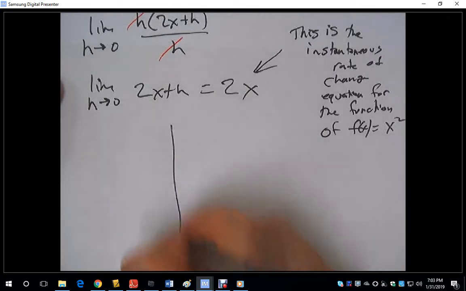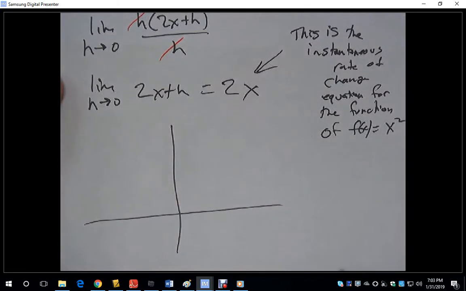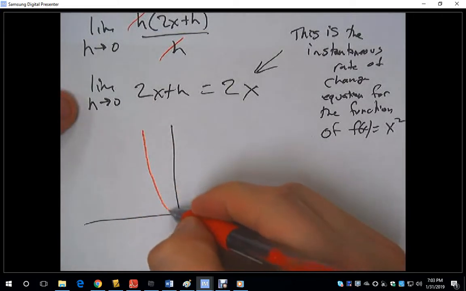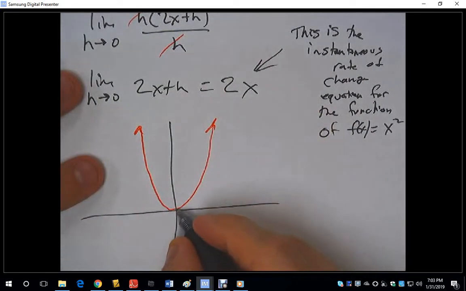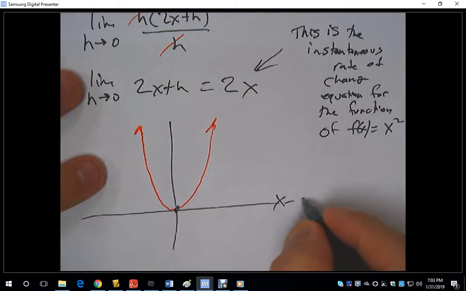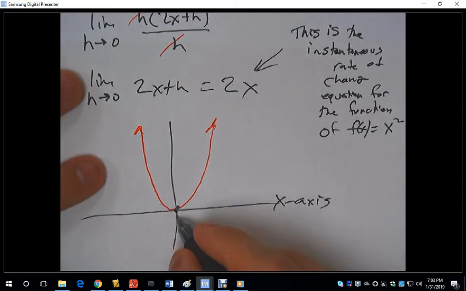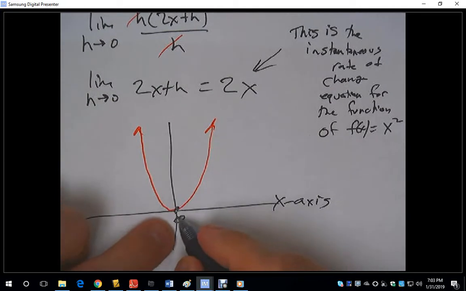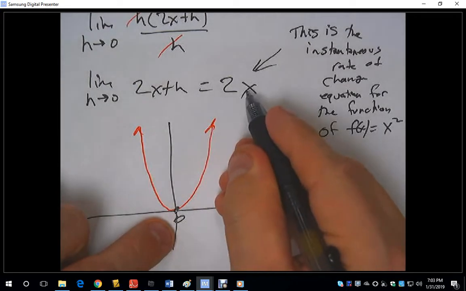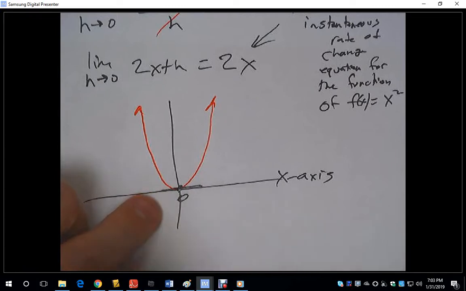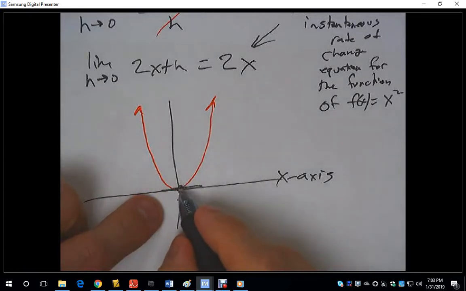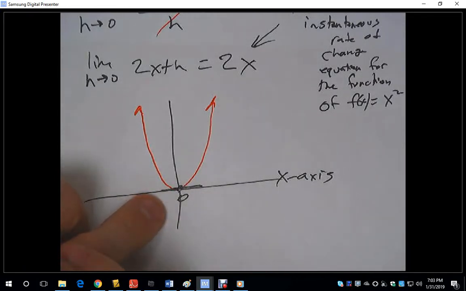So let's look at our parabola again. I want to know what the slope is at a given x. What is the slope when x is 0? Well, let's plug in 0, and I get 2 times 0, which is 0. So my slope, that makes sense. The slope right there, the instantaneous rate of change right there, is going to be 0.